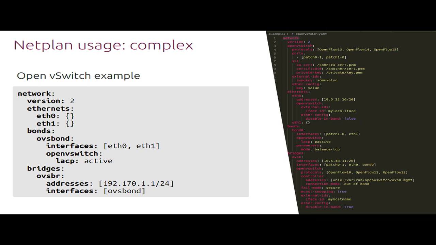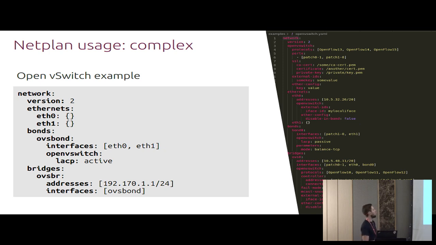Then we define a bond that we call OVS bond. The interface name is OVS bond, and we put the ETH0 and ETH1 interfaces as child interfaces to that bond. So that bond will put together the two Ethernet interfaces, and it also has some Open vSwitch configuration to it to make it be managed through the Open vSwitch daemon.